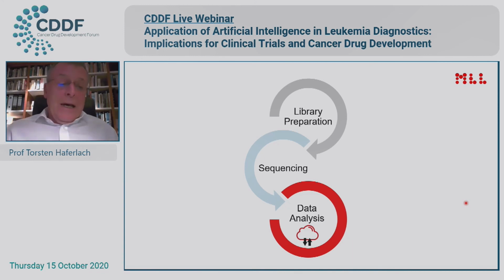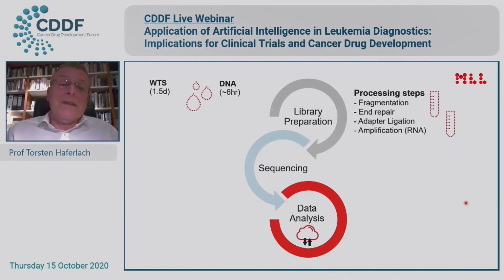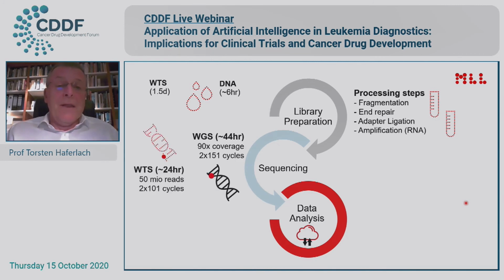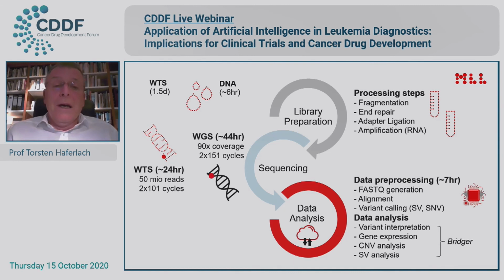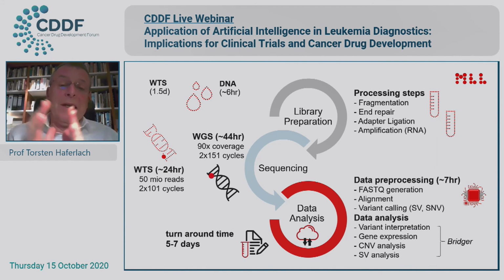So the workflow we started to implement in our research, and intend to implement in our routine workflow in the next years, is set up the way that we start with the DNA and the RNA, we go for the respective processing steps, then we go for the sequencing, and then we go for the data processing, and finally we end up with a turnaround time below 1 week. And I think that's quite fascinating that a genome could be sequenced in such a short time, including all the data processing and on the way to write a report.